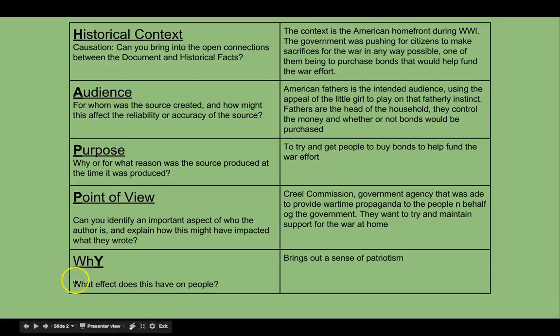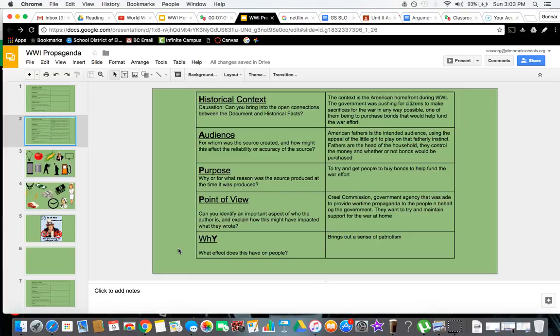And for the why, I change this up a bit: what effects does this have on people? It really brings out that sense of patriotism. Purchasing bonds was seen as a patriotic act. If you couldn't do any of the other things, you could at least give a little bit of your income that you worked hard for, that you're using to feed and raise your family. You can use a little bit of that income to help support the government, and that's what many people did. So make sure you have that part of it filled out. You guys don't actually have that slide within your PowerPoint, so make sure you have that one completely filled out.